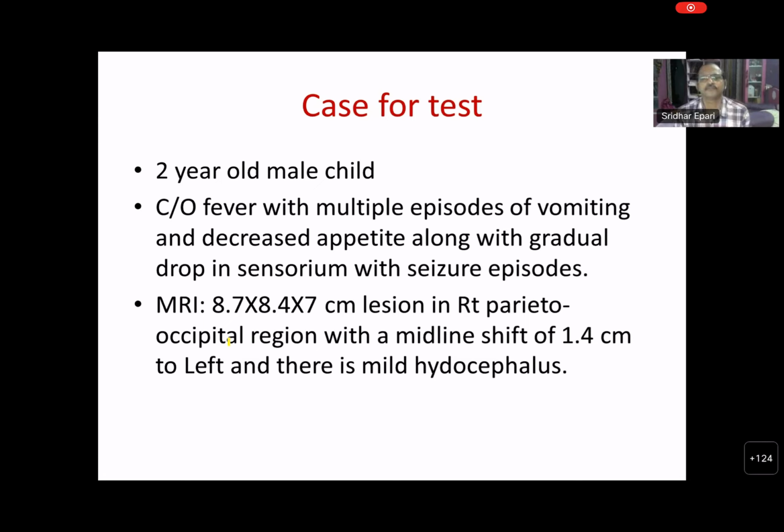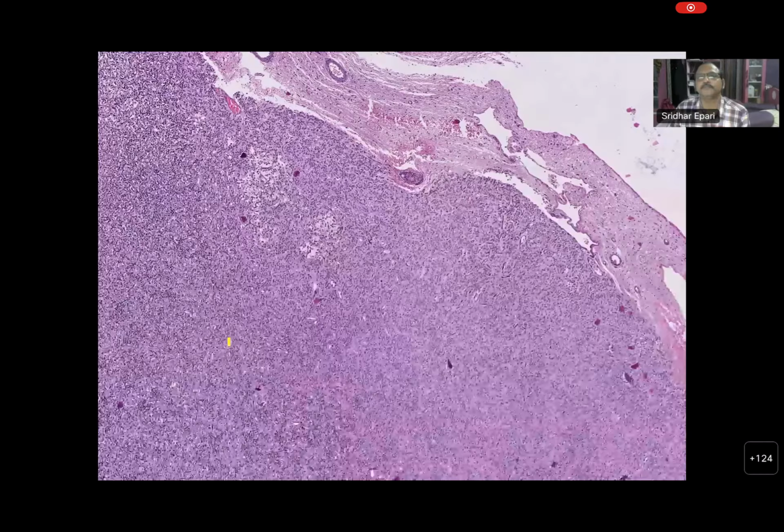A 2-year-old male child with complaint of fever, multiple episodes of vomiting, decreased appetite, along with a gradual drop in sensorium with seizure episodes. The lesion is in the right parieto-occipital region with a midline shift of 1.4 centimeter and mild hydrocephalus. So this is the picture. So what is it? A 2-year-old baby, right parieto-occipital, supratentorial region.